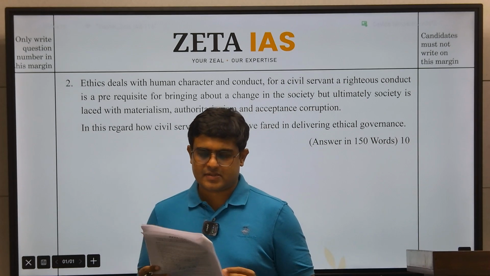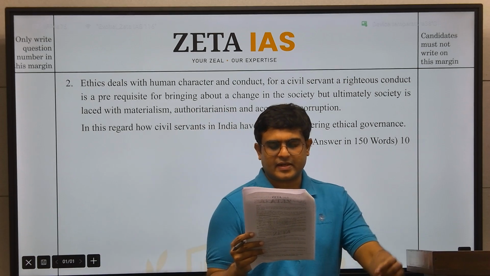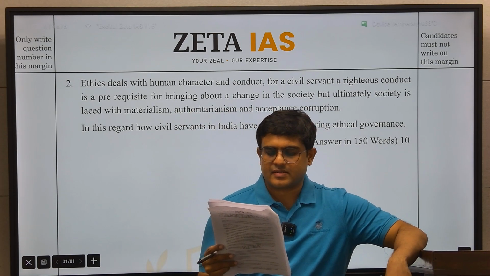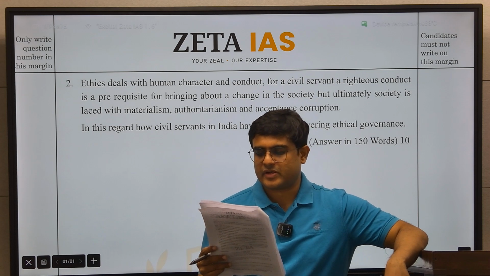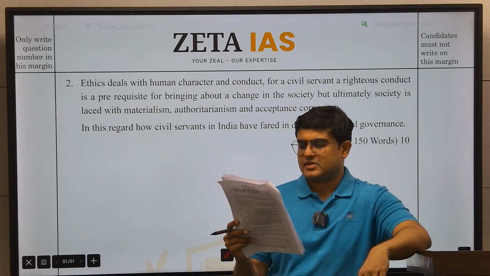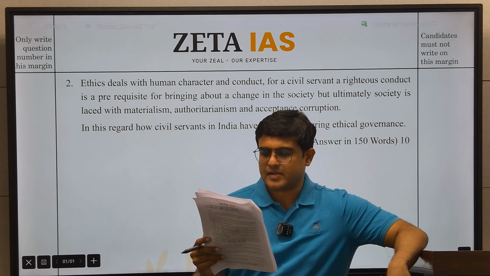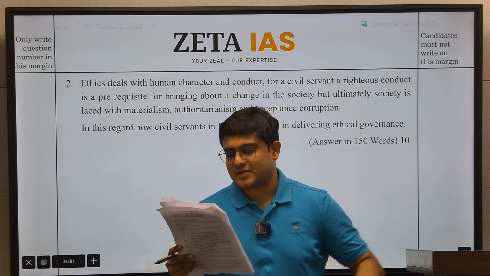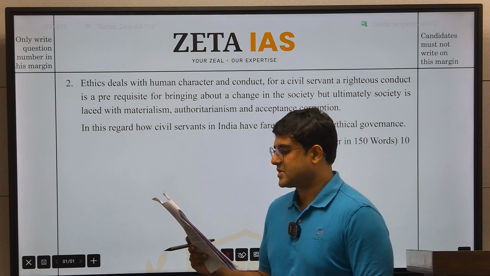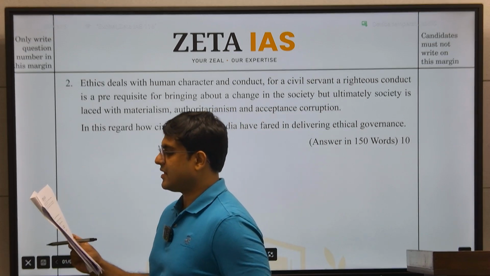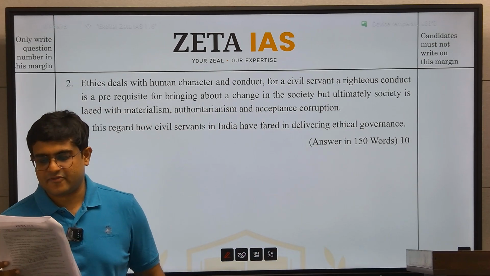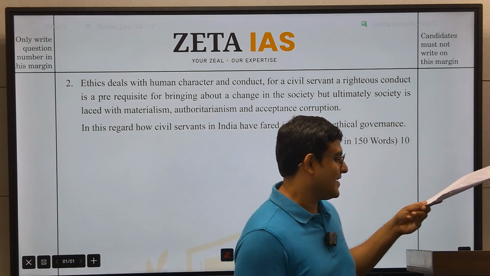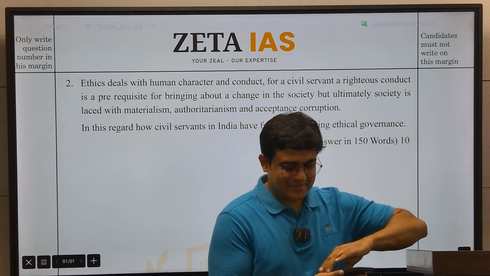So the question is, ethics deals with human character and conduct. For a civil servant, a righteous conduct is a prerequisite for bringing about any change in the society. But ultimately, the society is laced with materialism, authoritarianism, and acceptance of corruption. So, in this regard, how civil servants in India have failed in delivering ethical governance? Very big question and lot of variables to understand.